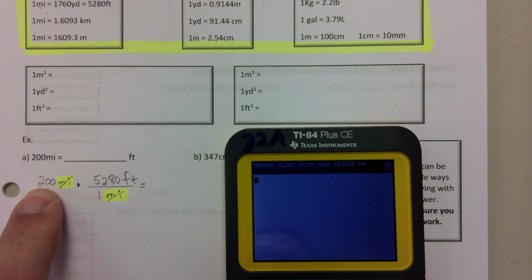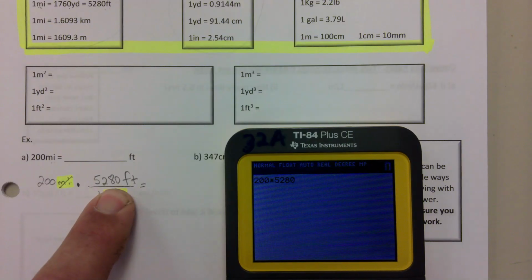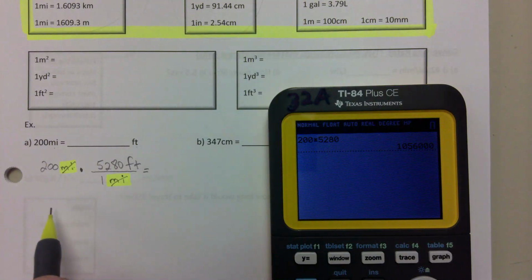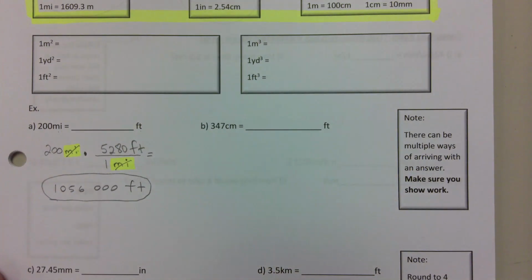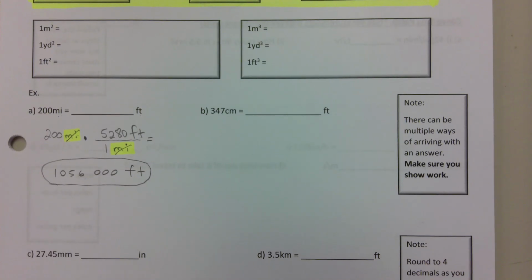So you're going to do 200 times 5,280. You multiply that, and you're left with, I'm going to do it down here, 1056 and 3 zeros, and that is in feet. So this is your final answer. That's how many feet are in 200 miles. Let's do one more.